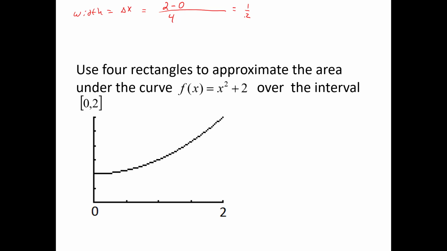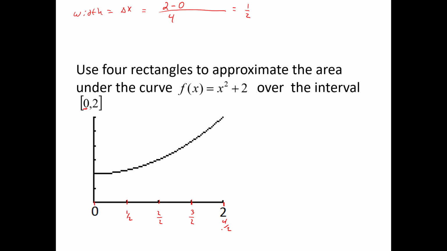Okay, so that means that your first rectangle is going to start here at 0 because we're going over the interval from 0 to 2. And we're going to stop at 1/2. We're just going to go up by 1/2. The second rectangle will start from 1/2 and go to 2/2, or 1. The next rectangle will start at 2/2 and end at 3/2. And then we add one more half to that, and we'll get to 4/2, or 2.